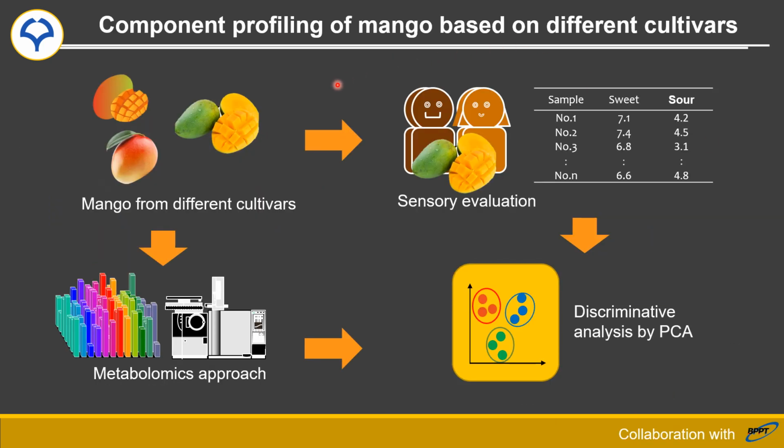Not only fruit ripening, but studies of different cultivars or varieties of fruits can also be performed through metabolomics. For example, in this laboratory, we also conducted component profiling of mangoes from different cultivars. We conducted the metabolomics approach and sensory evaluation through the collaboration of an Indonesian research agency to obtain general characteristics of these mangoes. The data can be used to perform discriminative analysis to look for unique attributes of these varieties.